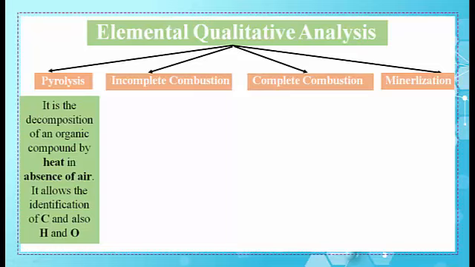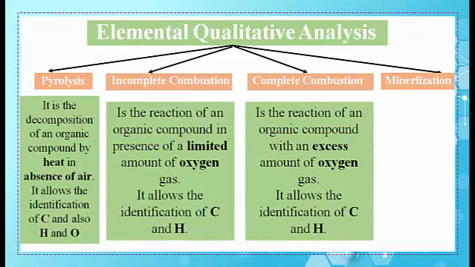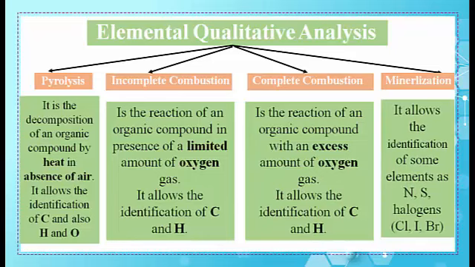We'll see how next. Incomplete combustion is the reaction of an organic compound in the presence of a limited amount of oxygen gas. The amount of oxygen is limited. We have a small amount of oxygen gas. It allows the identification of carbon and hydrogen. Complete combustion is the reaction of an organic compound with an excess amount of oxygen gas. Oxygen is in excess. That's why it is complete combustion. It allows the identification of carbon and hydrogen.